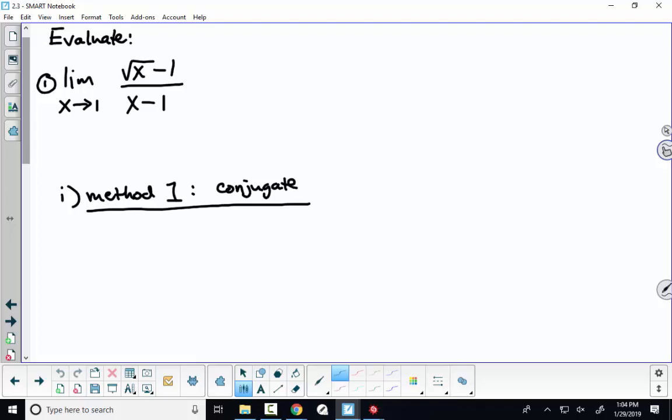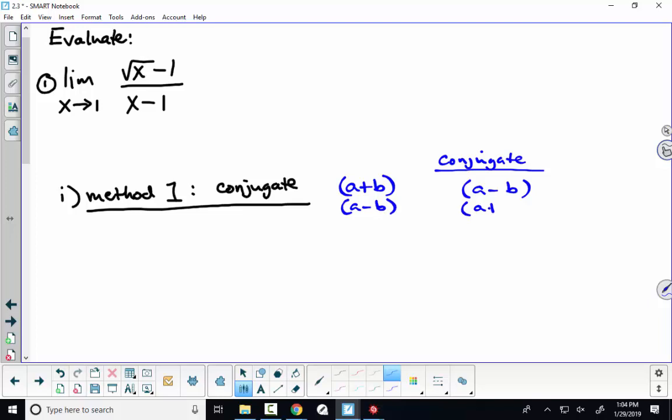Did y'all look that up? The conjugate? Or do you remember what the conjugate is? Like if I had something that was a factor like a plus b, what's the conjugate? A minus b. Yeah, a minus b. Similarly, if I have a factor of a minus b, my conjugate is a plus b.